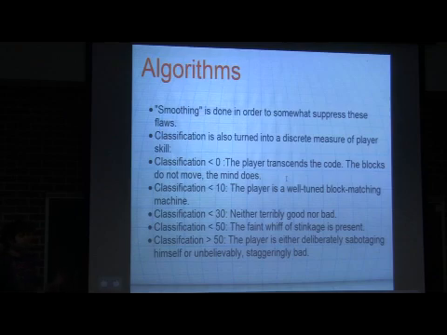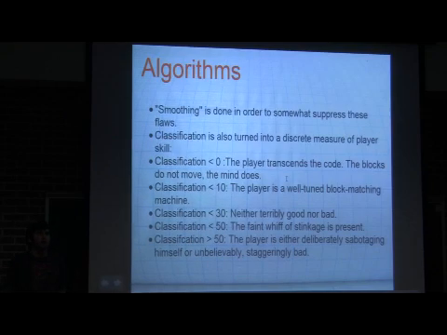So the classification is really just a floating point number. But I turned that, and based upon these ranges, which are kind of like guesswork, I assigned them an actual player by adjusting the outputs accordingly.